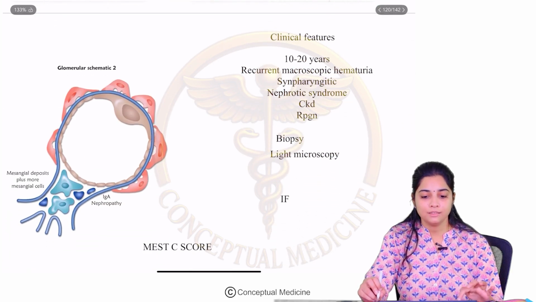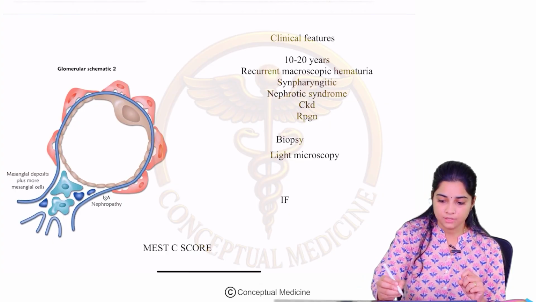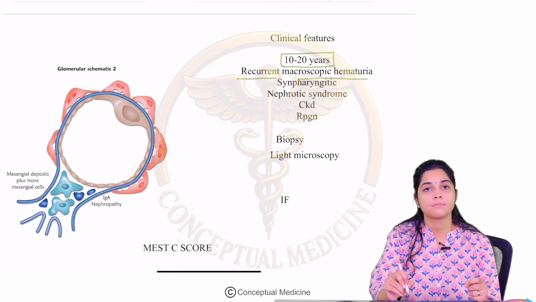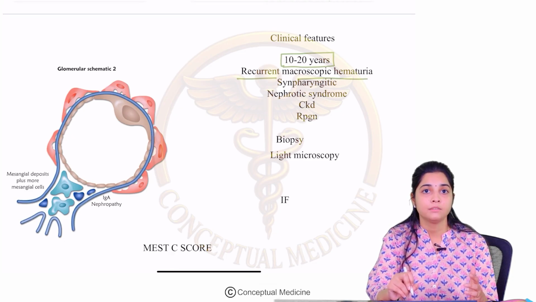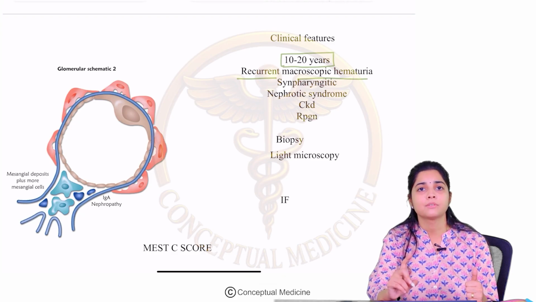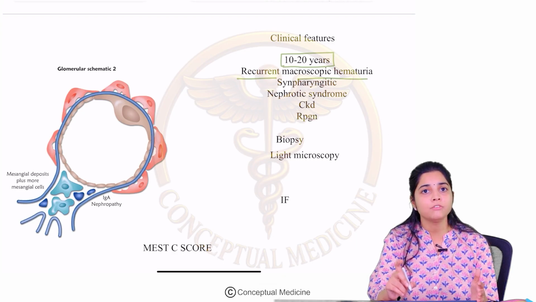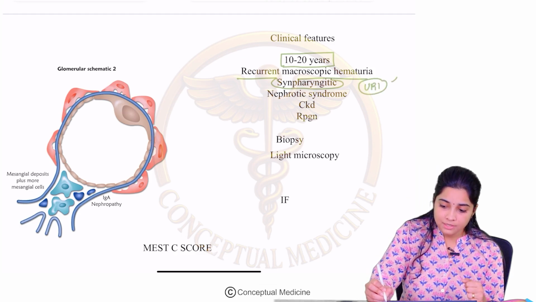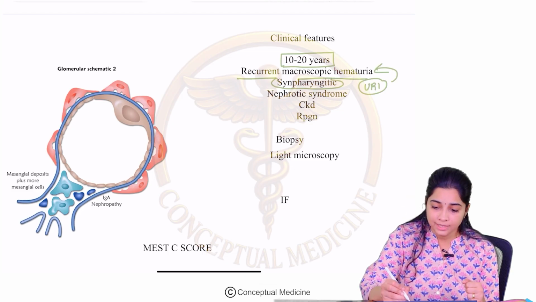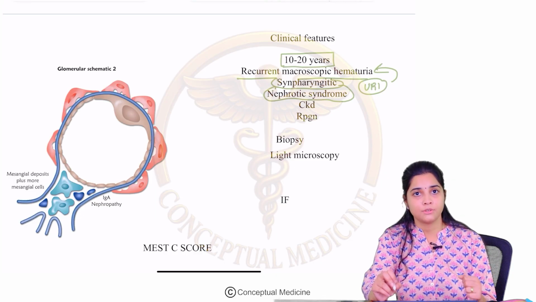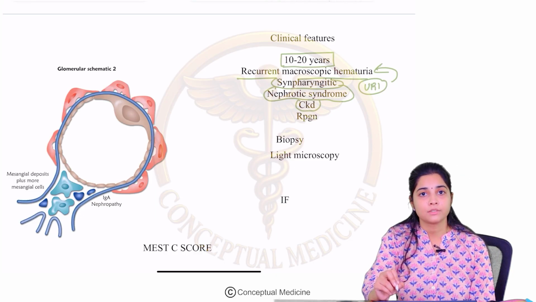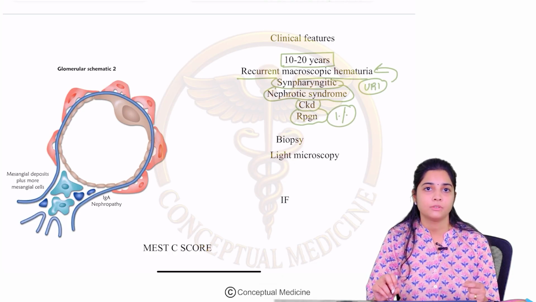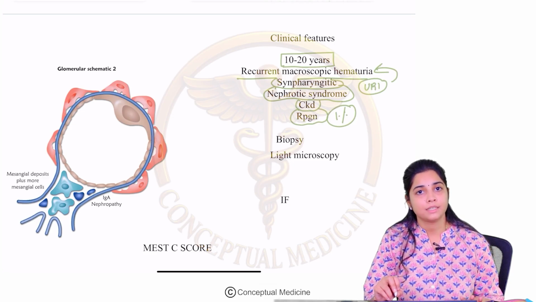Now, let us understand the clinical features of IgA nephropathy. This usually begins at around 10 to 20 years of age. The most important clinical feature is recurrent macroscopic hematuria, multiple episodes of hematuria when they get up in the morning. Most of the time these episodes are synpharyngitic, so an upper respiratory infection is what triggers the IgA nephropathy. Sometimes it can progress to a nephrotic syndrome, but that is very rare. One third of the cases can progress to CKD and very few, around 1%, can present with rapidly progressive glomerulonephritis. But most of the time they present as recurrent macroscopic hematuria.